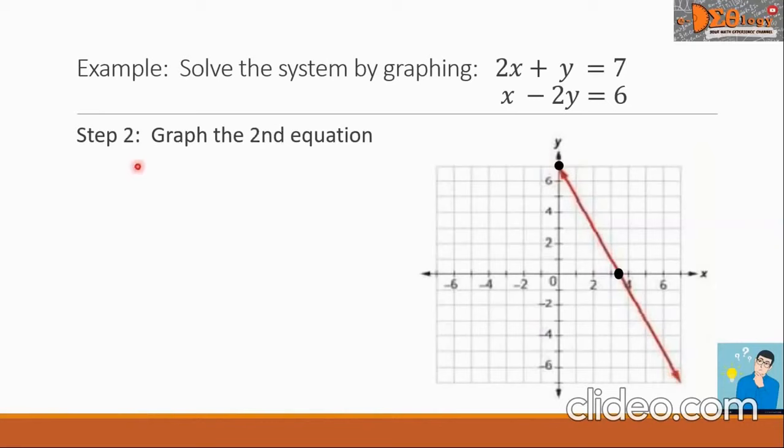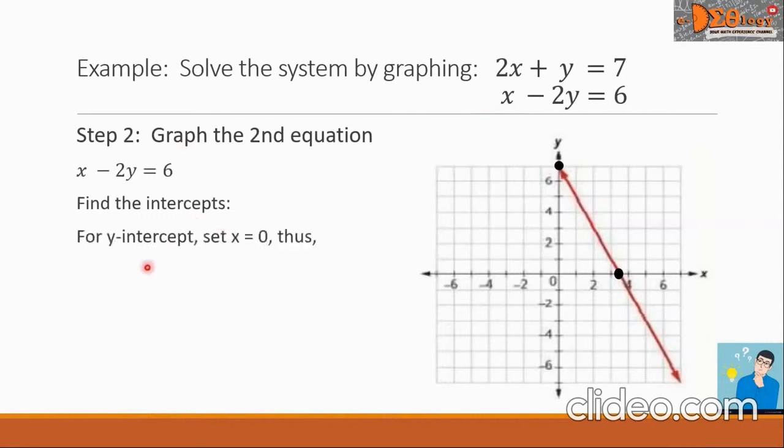Now let's go to step 2, and that is to graph the second equation. Let us copy the second equation here, and then let us find the intercepts. For y-intercept, we set x equals 0. Thus, this equation x minus 2y equals 6 now becomes 0 minus 2y equals 6. We can ignore the 0 here, so we have negative 2y equals 6. Let us find the value of y. Let us divide the whole equation by the coefficient of y, which is negative 2. If we do that, this negative 2 will be deleted from y. So we have now y equals 6 over negative 2. And when we simplify this, we will get the value -3.